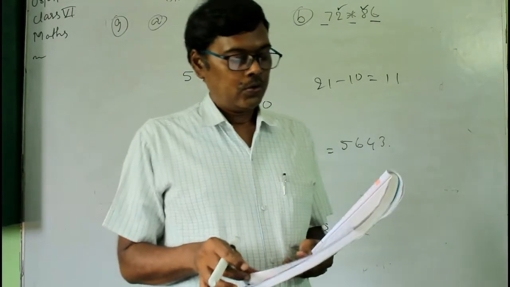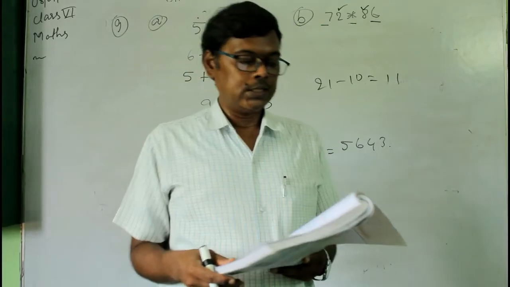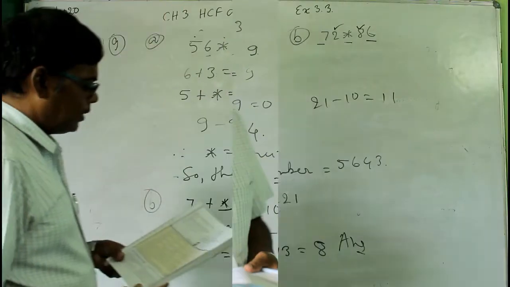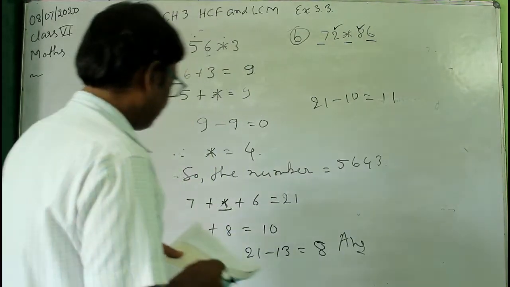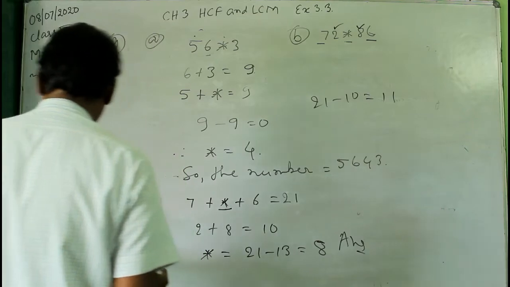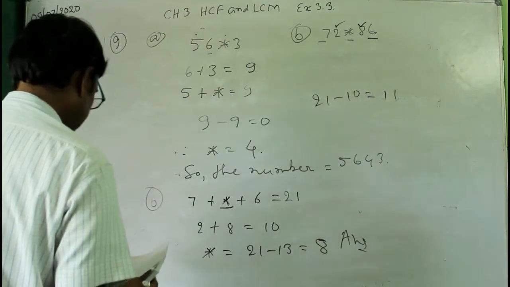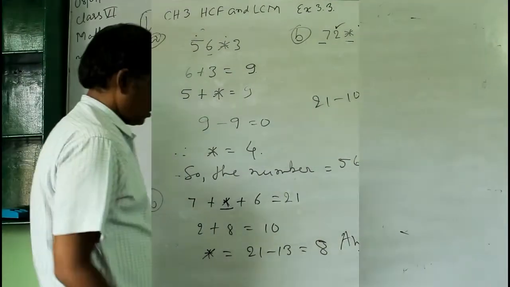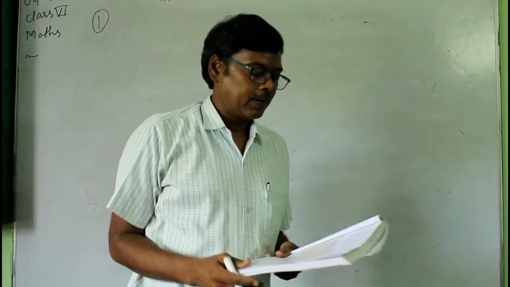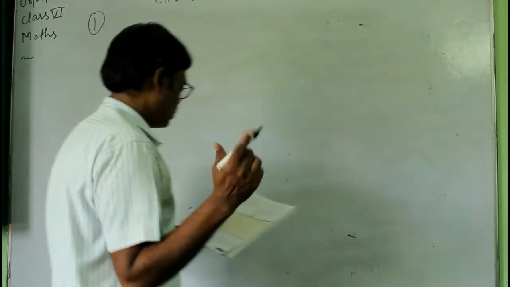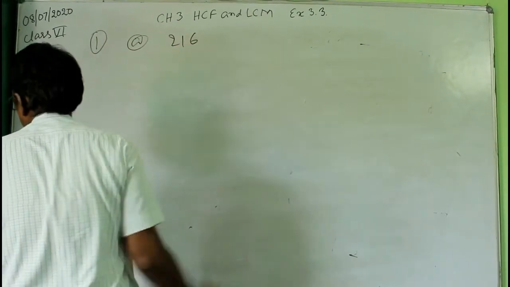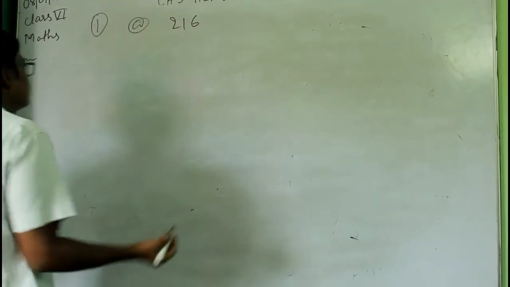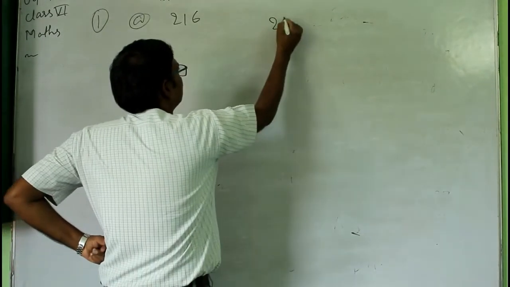Okay. Now the next exercise 3.3. Write the prime factors of the following numbers. We have to write the prime factors of the given numbers, so we will find the prime factorization. Question number 1a, the number is 216, and find the prime factors of this. So how will you write? First find the prime factorization.